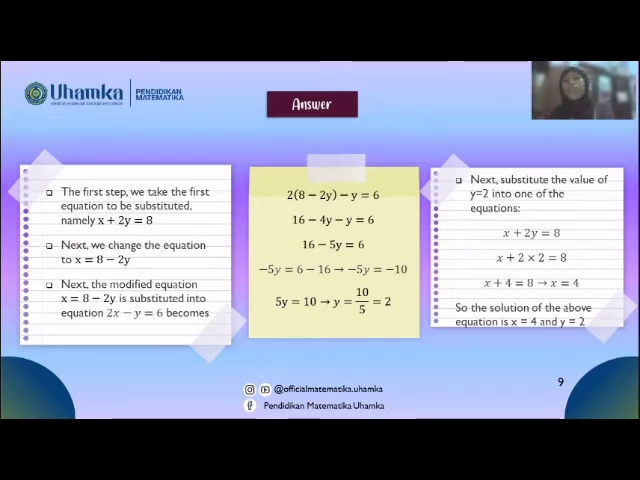Next, substitute the value of y equals 2 into one of the equations. x plus 2y equals 8. x plus 2 times 2 equals 8. x plus 4 equals 8. x equals 4. So the solution of the above equations is x equals 4 and y equals 2.